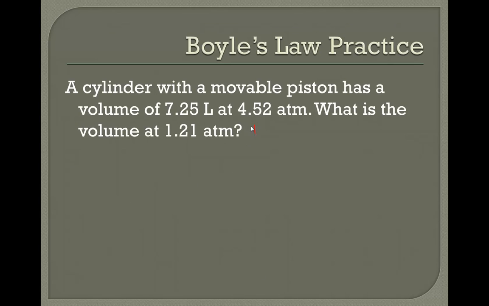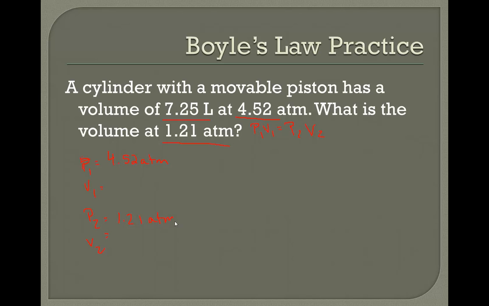Remember, our equation was P1V1 is equal to P2V2 for Boyle's law. A cylinder with a movable piston has a volume of 7.25 liters at 4.52 atmospheres. What's the volume at 1.21 atmospheres? So P1, V1, P2, V2. The first pressure is 4.52. The second pressure is 1.21 atmospheres.